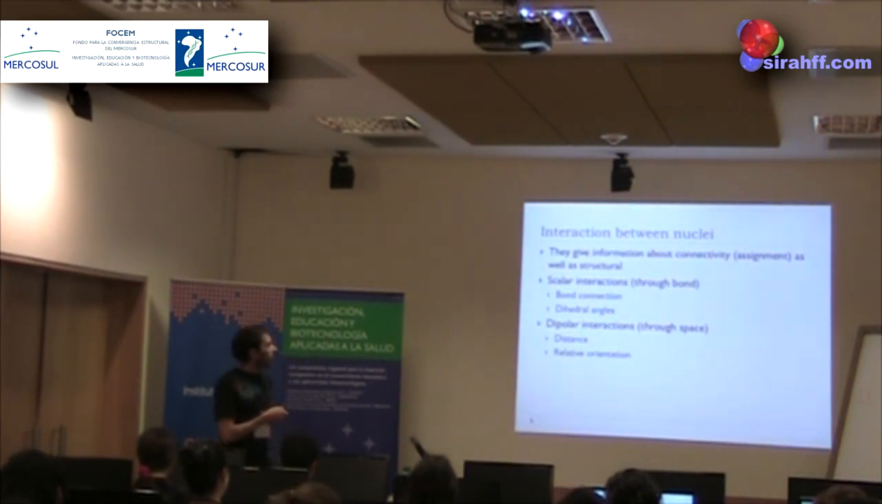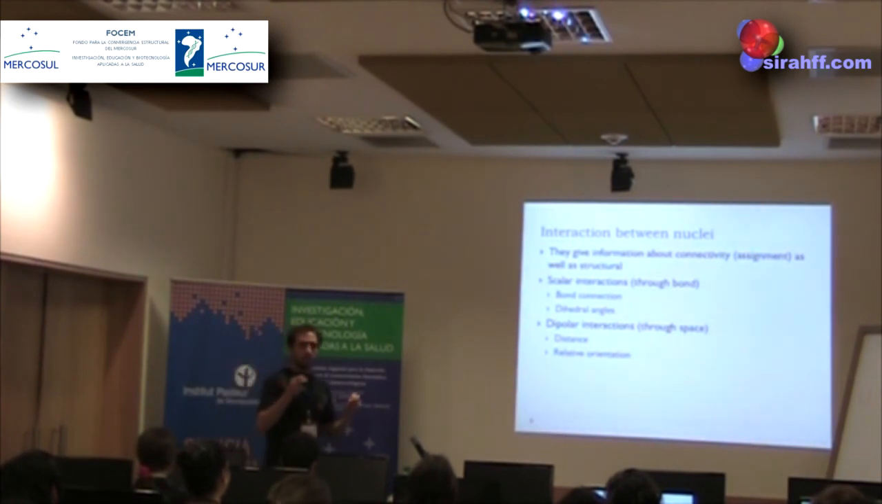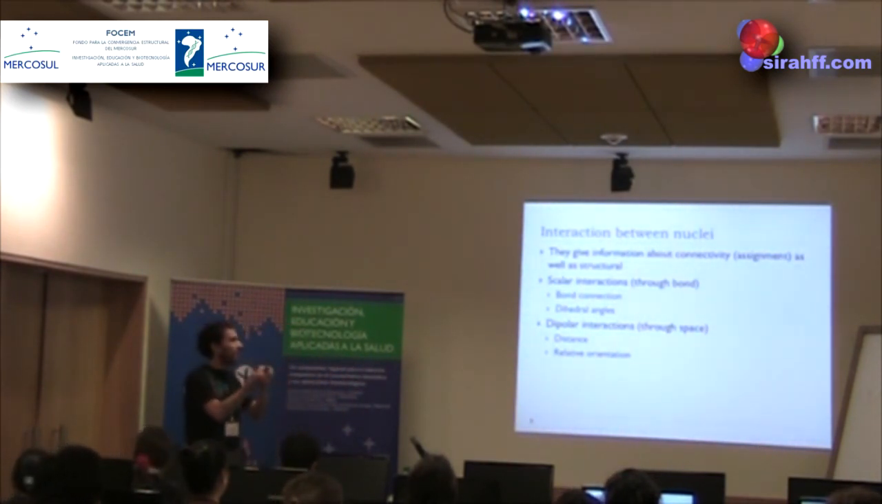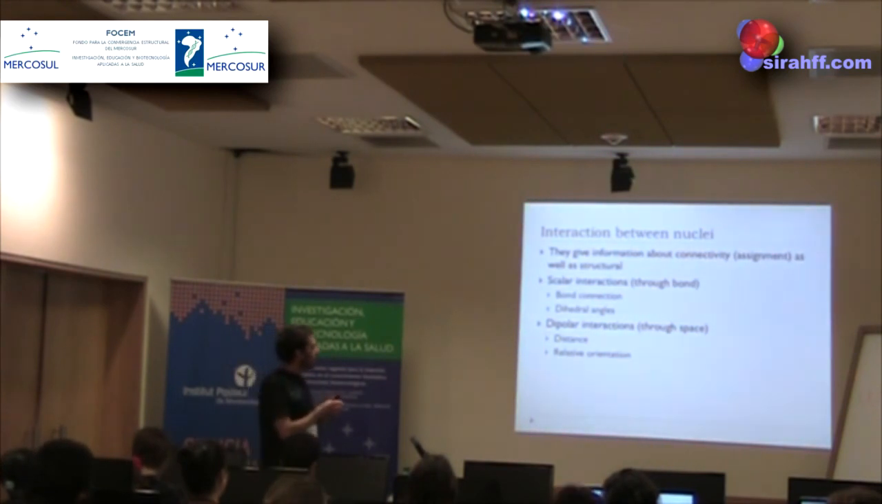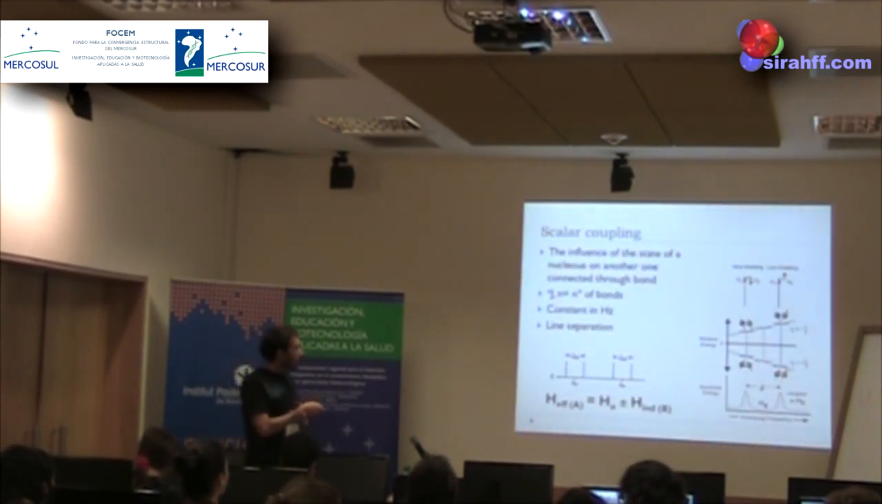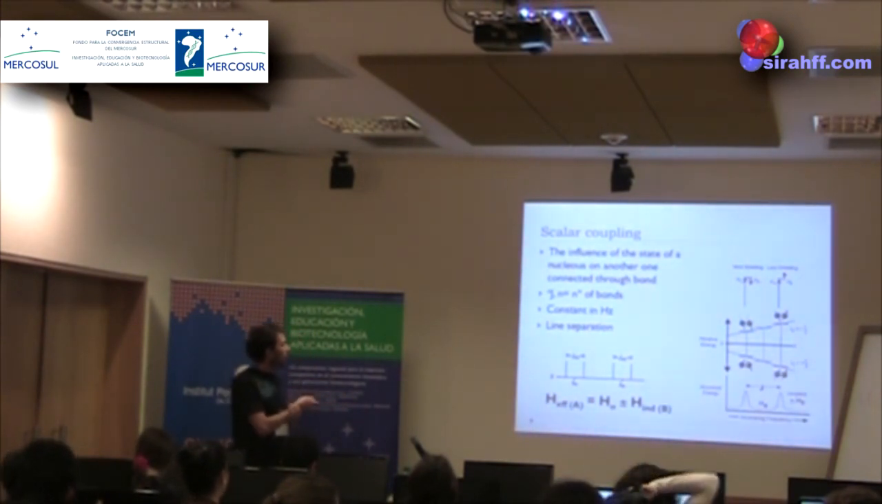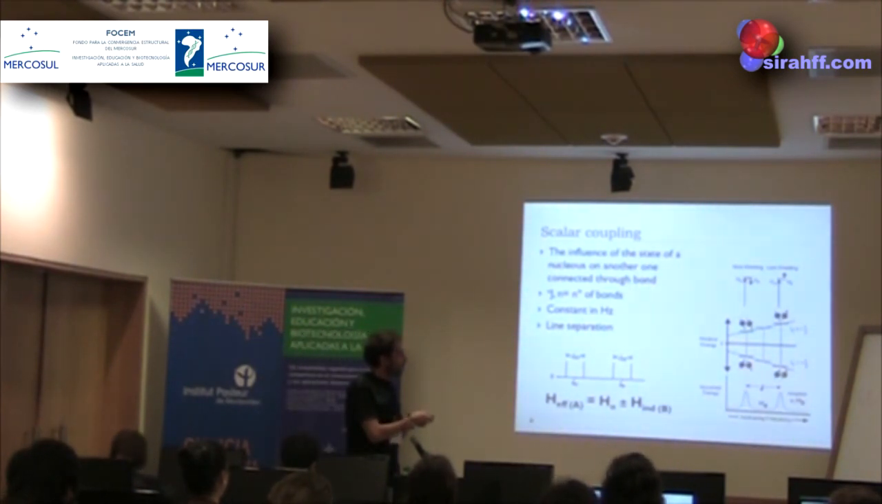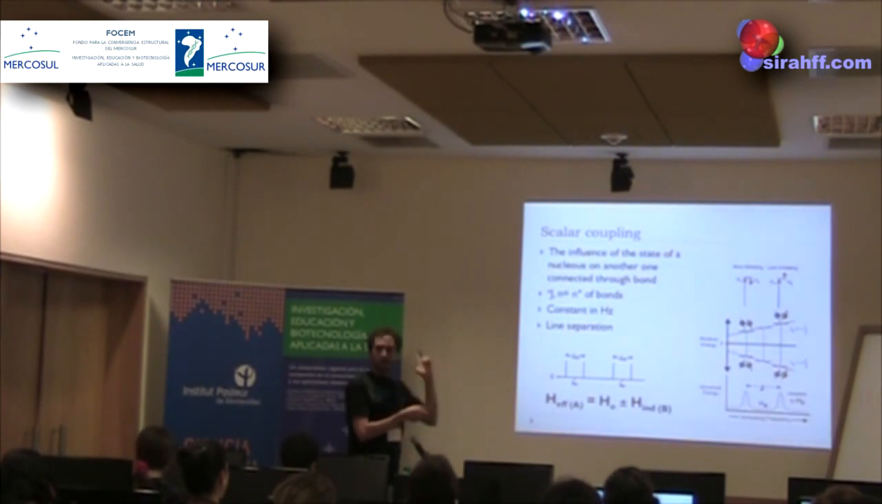The other interaction that we have is dipolar interaction, which works through space. That means two nuclei that are close together will influence each other's energy because they are close together, and these interactions will give us information about distance and relative orientation. So what's scalar coupling? This I will go through very quickly. It's the influence one nucleus has on another through the bonds.